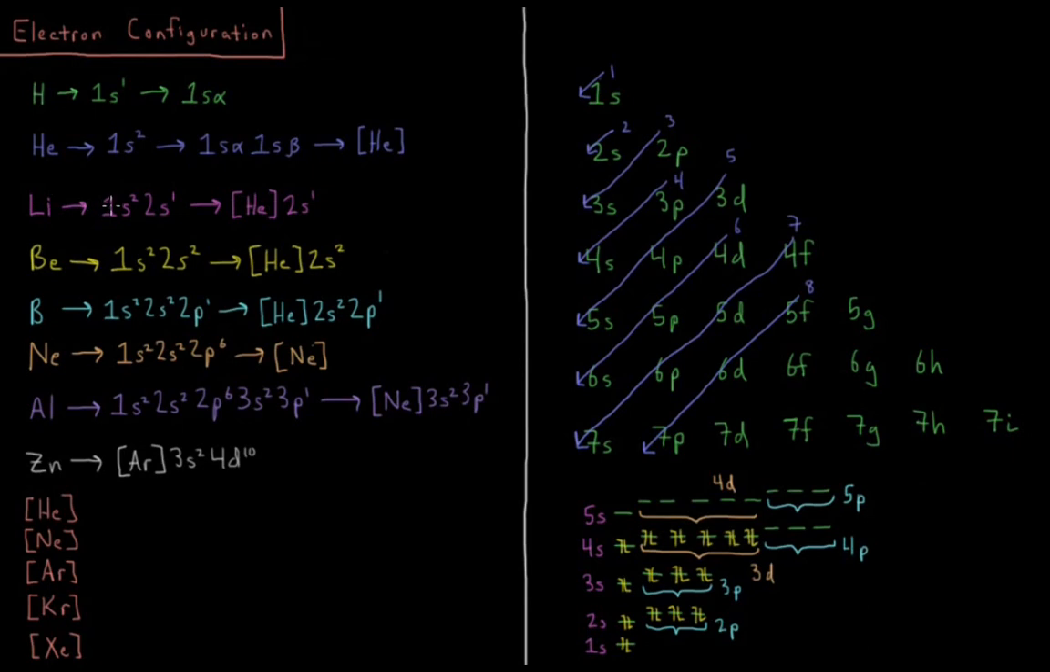Okay, lithium is 1s2, 2s1 for its 3 electrons, or [He] 2s1. Beryllium is 1s2, 2s2, or [He] 2s2. Boron is 1s2, 2s2, 2p1, or [He] 2s2, 2p1. Notice that we filled the 2s shell before the 2p shell. The 2s shell in a hydrogen atom is equivalent in energy to the 2p shell, but we're not in a hydrogen atom anymore. There are multiple electrons here.